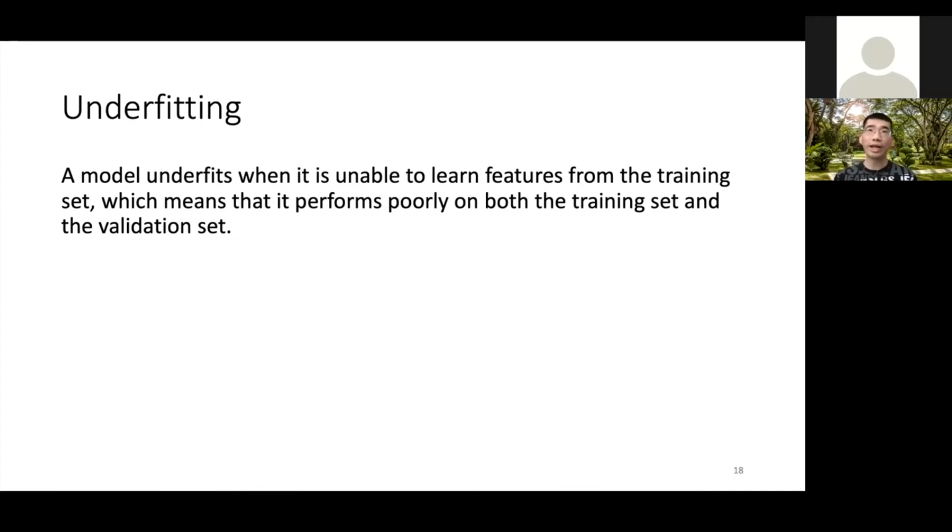So a model underfits when it is unable to learn features from the training set. And this in turn means that it performs poorly on both the training set and the validation set, right? There are a couple of reasons why this might happen. One could be that our model does not have enough capacity to learn the data that we have, or alternatively, we can say that our model is not able to learn a function that allows it to get a low loss on the training set.